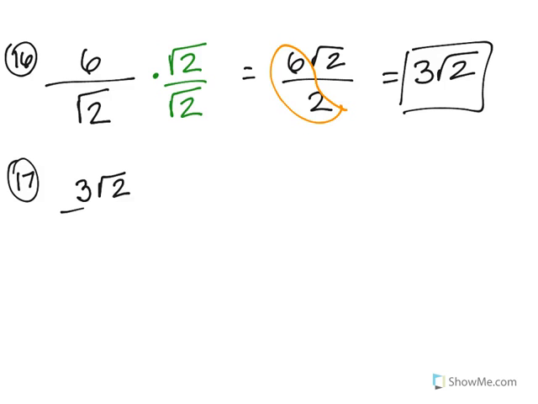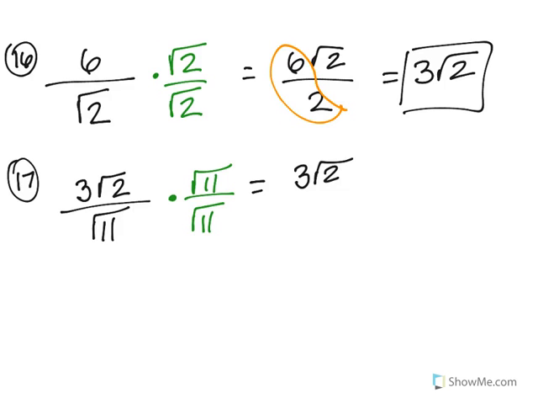3 square roots of 2 over the square root of 11. What are we gonna do? Same thing. Multiply by the square root of 11, right? Now, what will that give us on top? So 3 square root of 22. Give me all of it now. 3, good. Square root of 22.